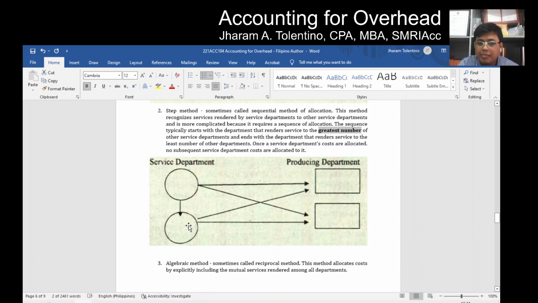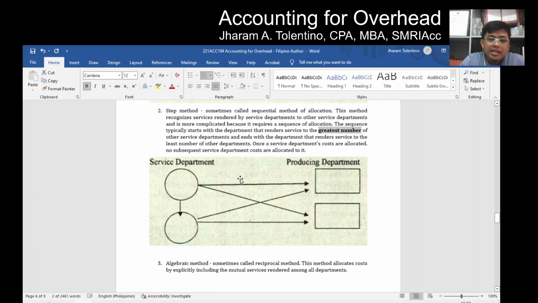Ang tanong, sir, paano yan? Di ba si HR department, for example, also provide services kay maintenance by providing, syempre, yung mga employees na ipapasok niya, questions regarding sa sahod and so on and so forth. May back services, pero may arrow ba? Wala. Kasi dito sa step method, pag once na na-i-allocate na, wala nang balikan or walang recognition ng back service. Okay?